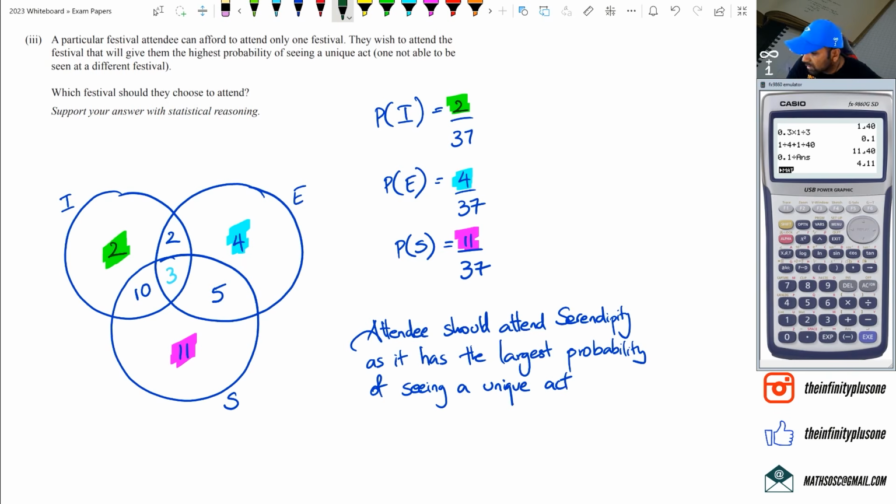Grades wise, this question is worth just an Achieved really. So you need to have the correct conclusion, and that sorts you out with an Achieved.